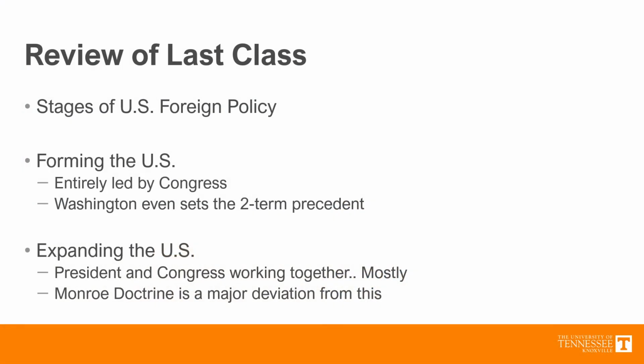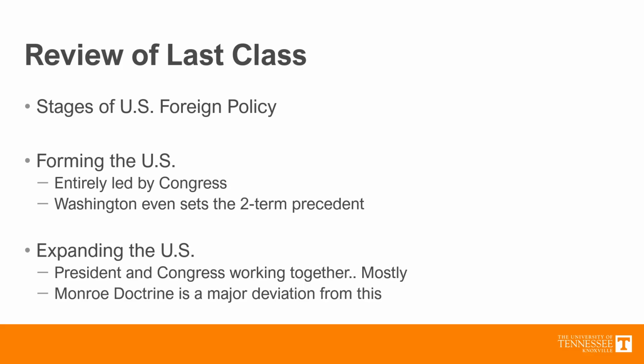Okay, so for the stages of U.S. foreign policy we went over, last module was all before World War II, leading up to World War II. So to go over very quickly, it's forming the U.S., that's entirely led by Congress, the Second Continental Congress, and there's no president at this point. Washington, the first president, even sets the two-term precedent. And it's not really a law yet. People think it's a law, but it's not a law till later.